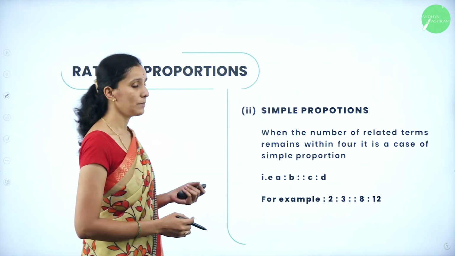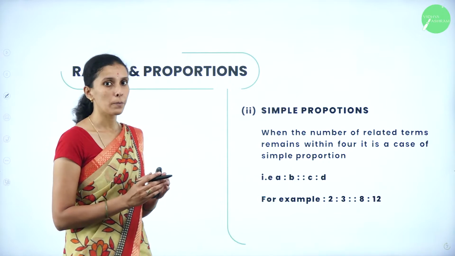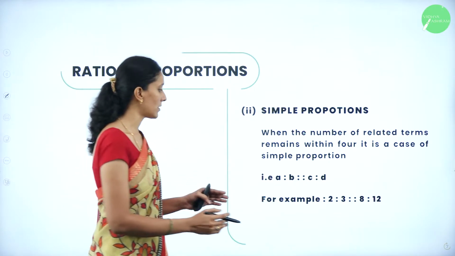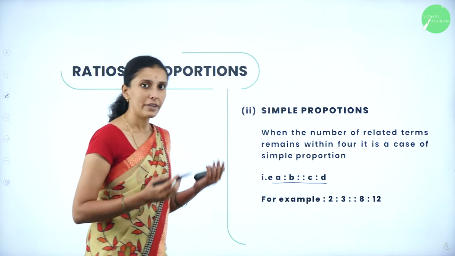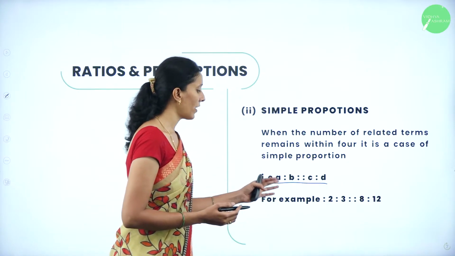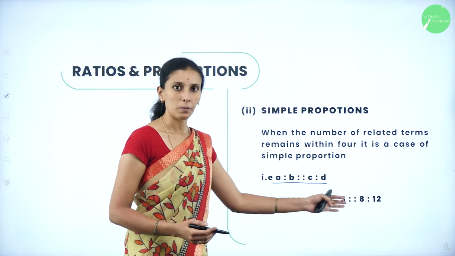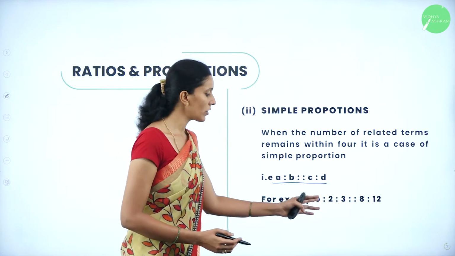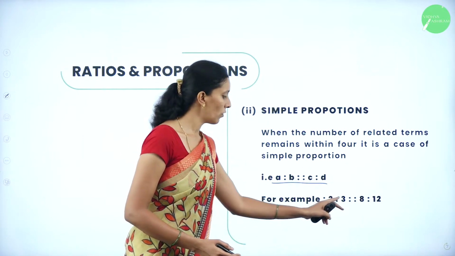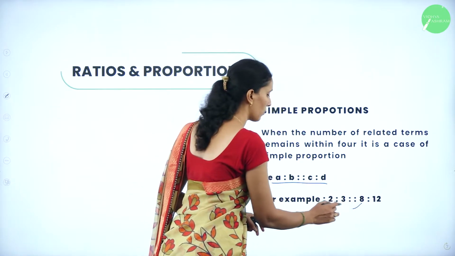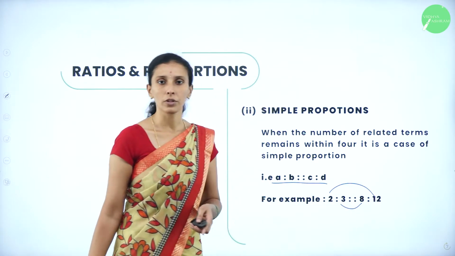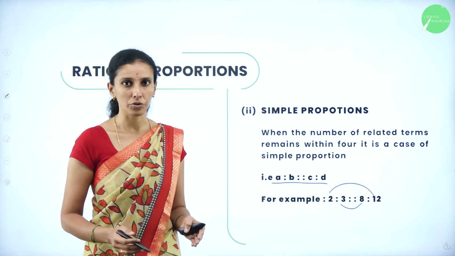Next, we have simple proportion. A simple proportion contains only 4 terms, that is A, B, C, D, and we write it in the form of A is to B proportional to C is to D. For example, 2 is to 3 proportional to 8 is to 12. Here also you can see 12 2s are 24, 3 8s are 24. The product of extremes is equal to the product of means, so they are in proportion.